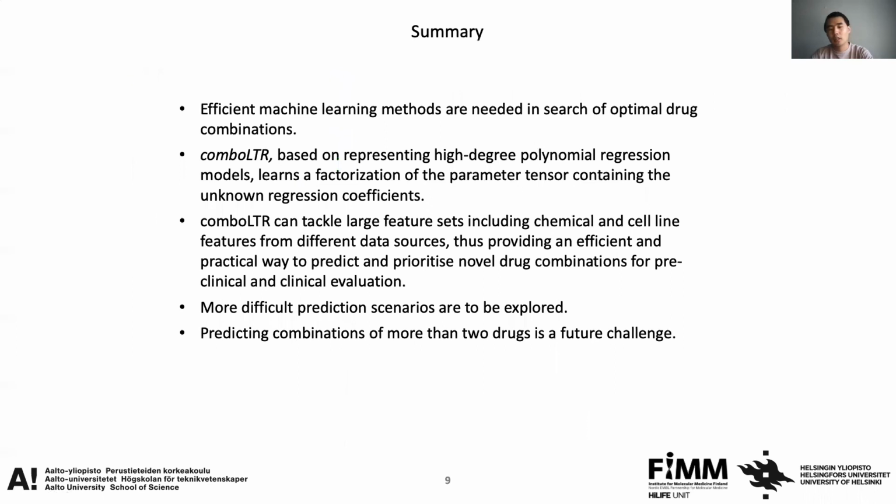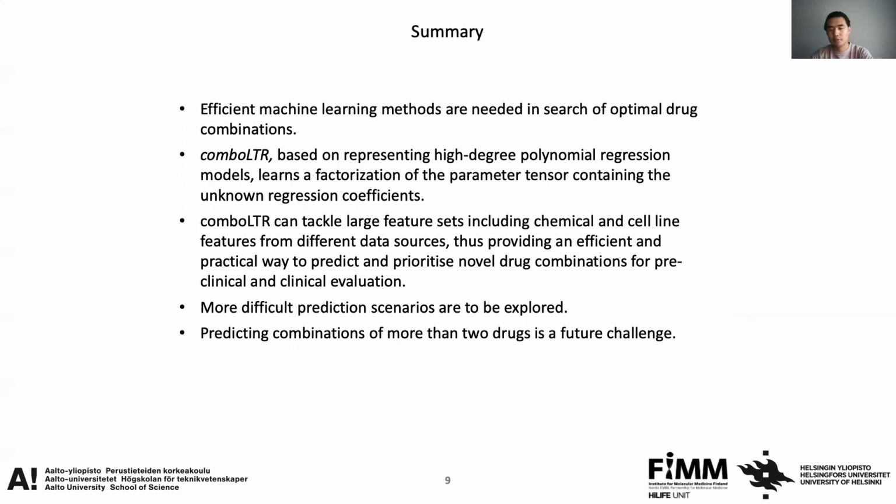So in summary, in order to search for optimal drug combinations from the vast combination space, efficient machine learning methods are needed. And we presented our ComboLTR method, which is based on representing high-degree polynomial regression models, and it learns a factorization of the parameter tensor containing the unknown regression coefficients. Thus, it can tackle large feature sets, including chemical and cell line features, from various data sources, and provide an efficient and practical way to predict novel drug combinations for preclinical and clinical evaluation.